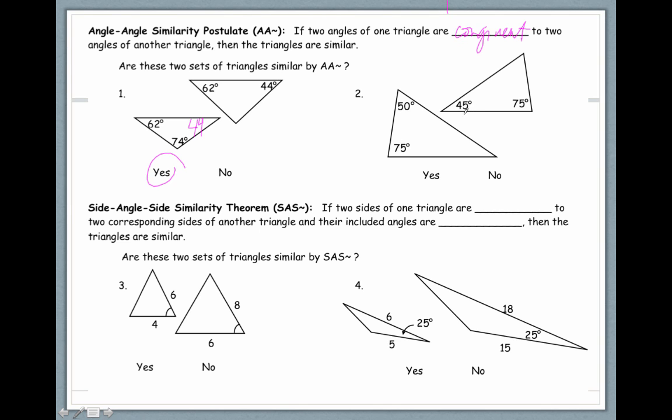So if we go ahead and solve for that one, then they are. 50 and 75, 45 and 75, 45 plus 75 is 120, so this one's 60, not 50, so no.